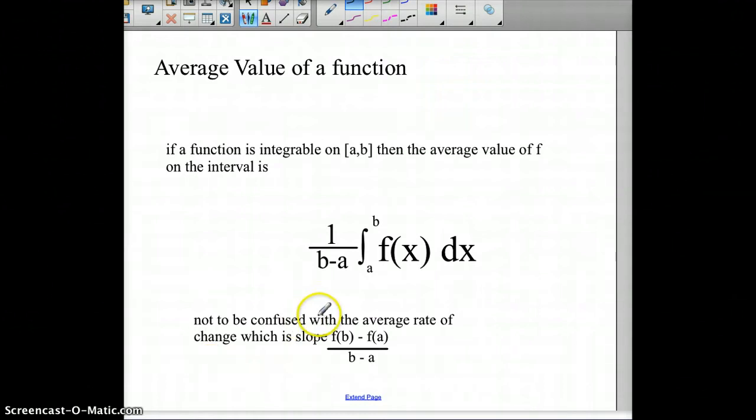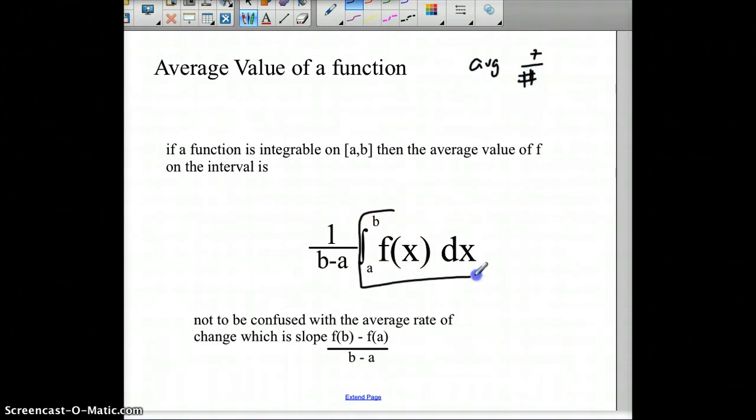The other new concept in this section is the average value of a function. If a function is integrable, so you can take the antiderivative between a and b, then the average value of the function is just the antiderivative of the function from a to b times 1 over b minus a. So think about what the average is. If you want to find the average of something, you add everything up and then you divide by how many there are, right? So think about what this is.